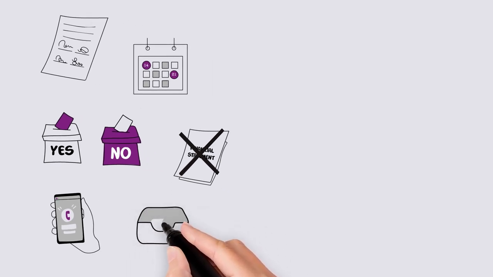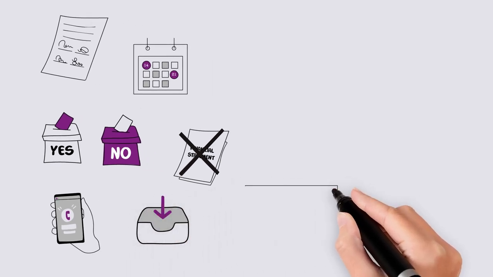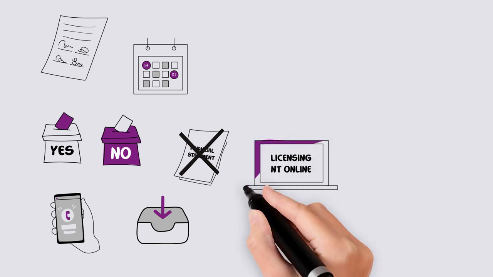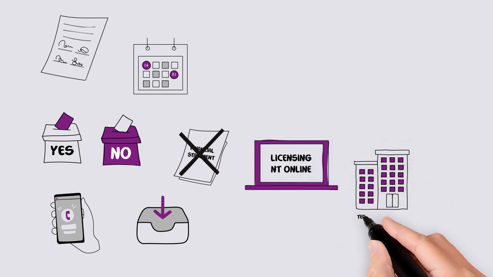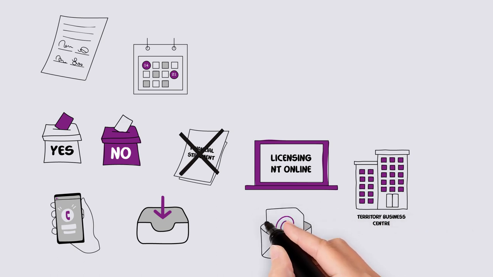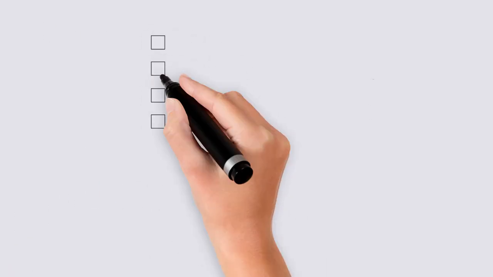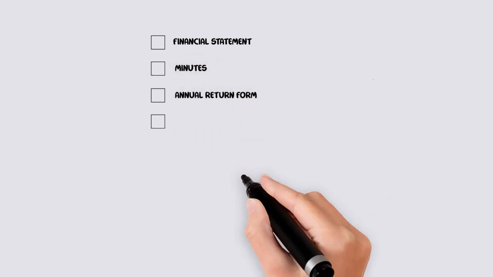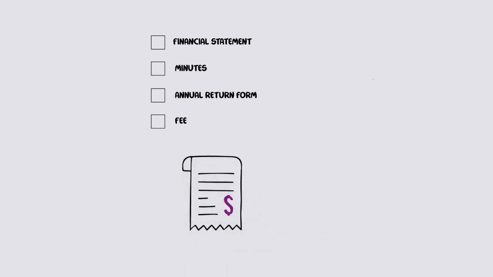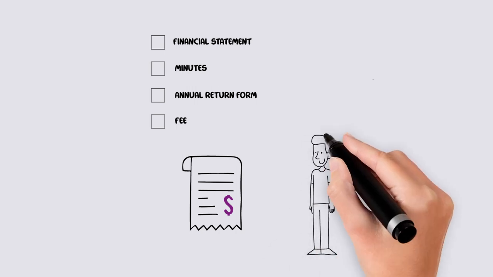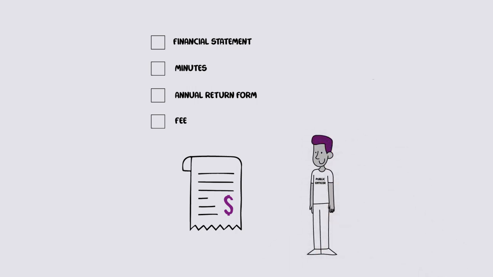Lodgement of your documents is via the Territory Business Centre. You can lodge electronically using the online portal, in person at a Territory Business Centre office, or by emailing. Your lodgement should include the financial statement, the AGM or SGM minutes, and the annual return form if you are not lodging online. Both methods require a lodgement fee. The fee amounts are located on the NT Government website. Late lodgements will attract higher fees. This is also a good opportunity to ensure your public officer is up to date.